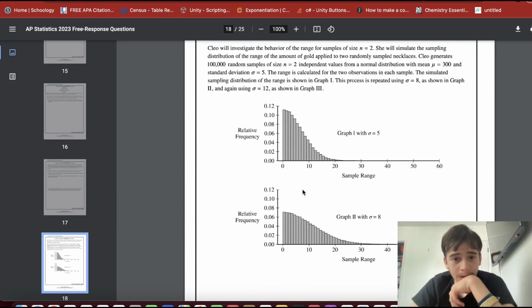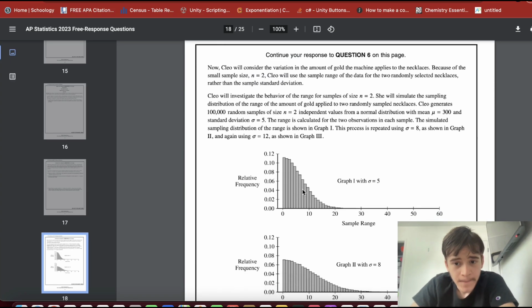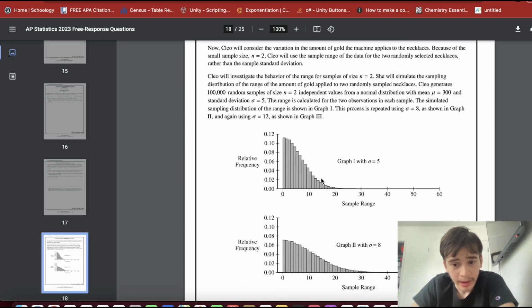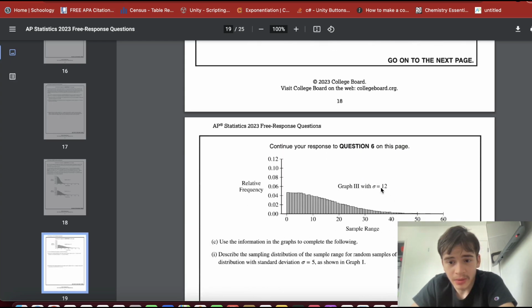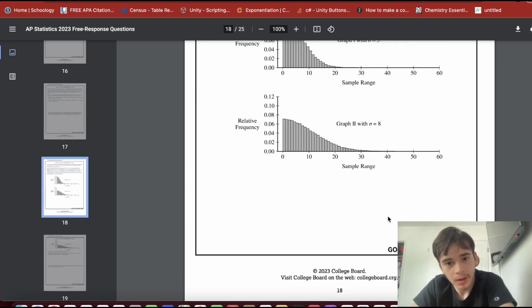Okay, now this was where question 6 becomes question 6. A bunch of info on here. We have standard deviation of 5, standard deviation of 8 graph, and standard deviation of 12, and we have sample ranges. We can see that it's becoming more skewed. No, hold on.